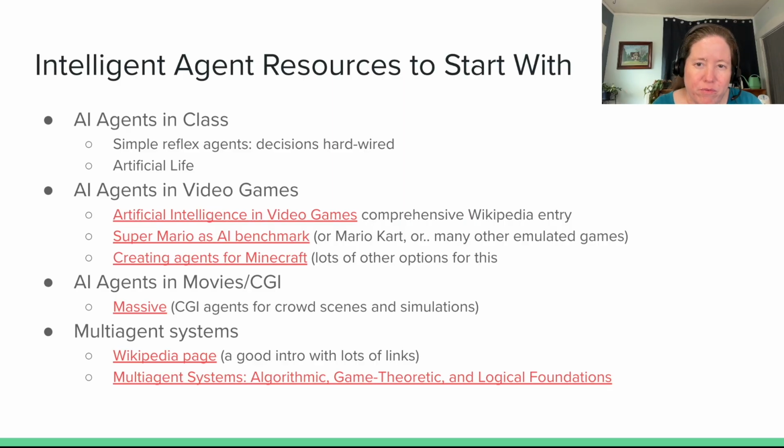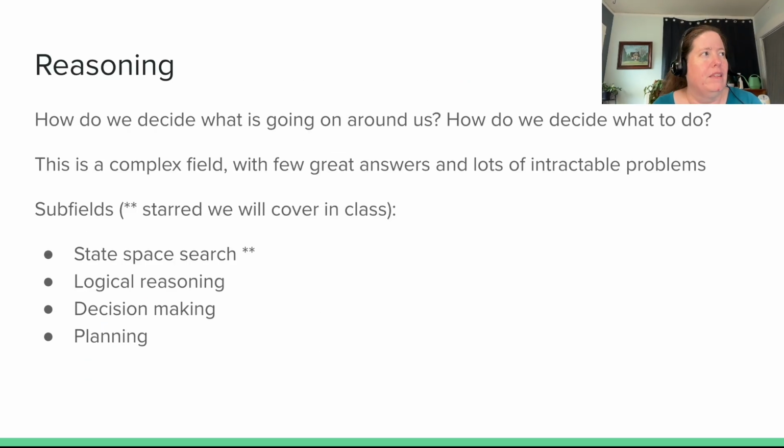There's also an area of research called multi-agent systems. This is a really interesting area because it's all about how agents interact with each other and what emerges when you have multiple agents who are either competing or cooperating together to solve a problem. So I encourage you to look more into any of those if you find them interesting.